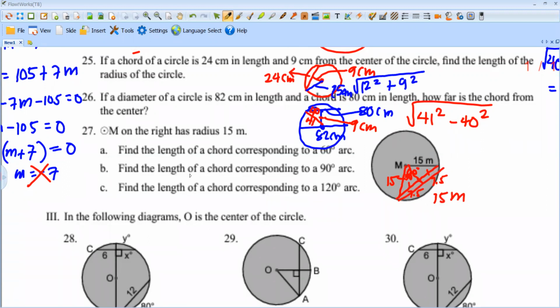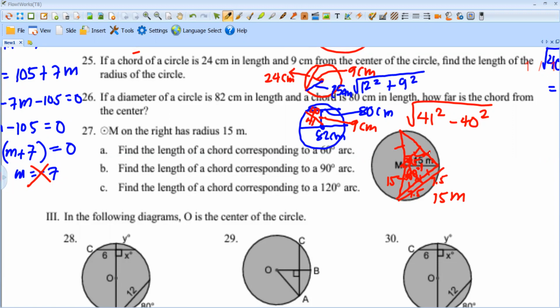The length of the chord corresponding to a 90-degree arc. So a 90-degree angle is here. So we are looking for this. We will divide it by two. That's 45, so this triangle is 45, 45. If that is 15, this is also 15. That's 45, 45, and that is 90 degrees. So this is 15 square root of 2.